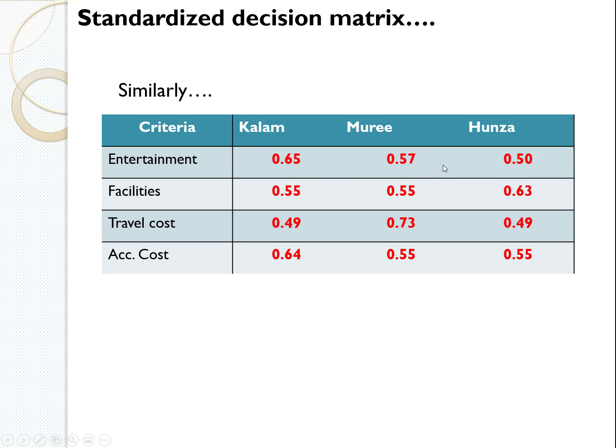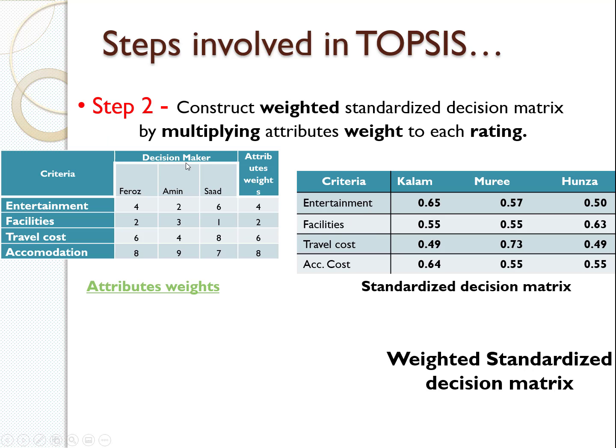Now in the next step, when you calculate this, we will multiply the criteria weights to this standardized matrix. You remember in the start we conducted a survey and collected information from 3 decision makers and they assigned weights to the criteria. If you remember in the start slides, entertainment 4, I mean 2, 6, facilities 2, 3. So now these are the attribute weights. Now what we need to do? Construct the weighted standardized matrix by multiplying attribute weight to each rating.